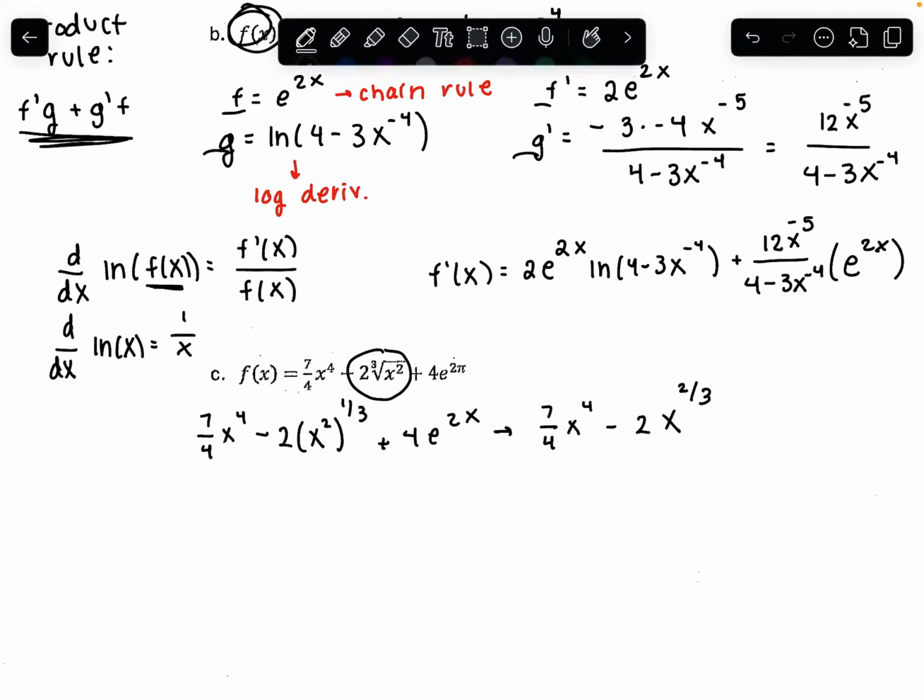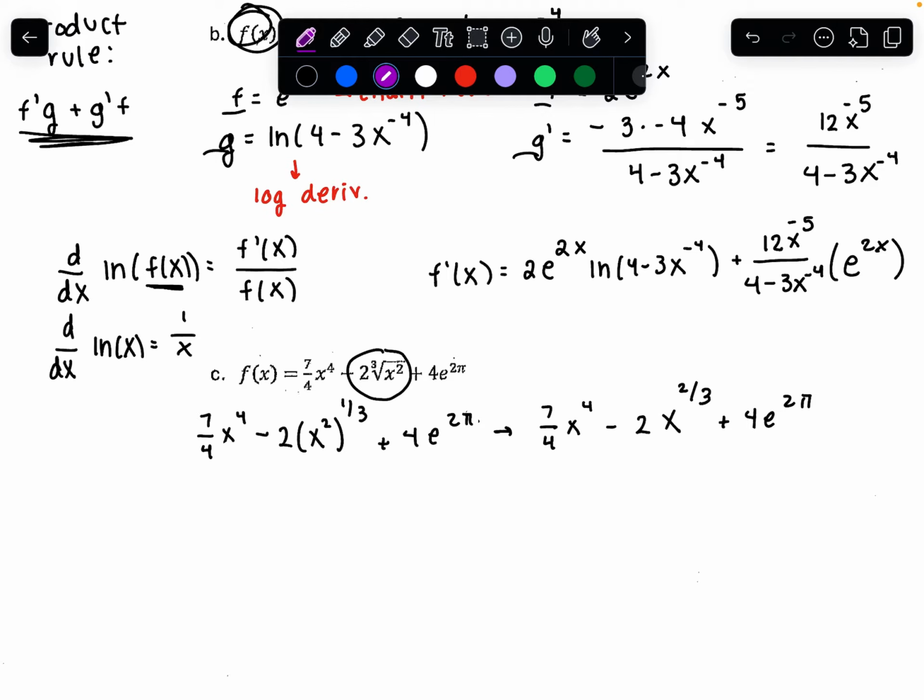This is supposed to be a pi. My bad. That will change our answer. Okay. So we haven't taken any derivatives yet. All we've done is rewrite things to make the derivative a little bit more clean.